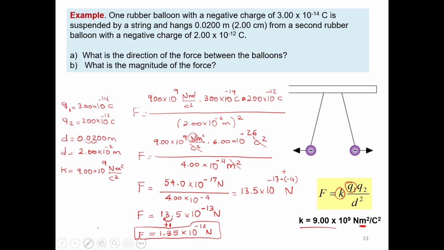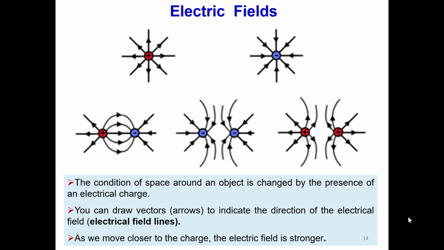And the magnitude of the force between these two balloons is 1.35 × 10^-12 newton. Now we are going to study the concept of electric field. Electric field is related to the space around the electric charge.